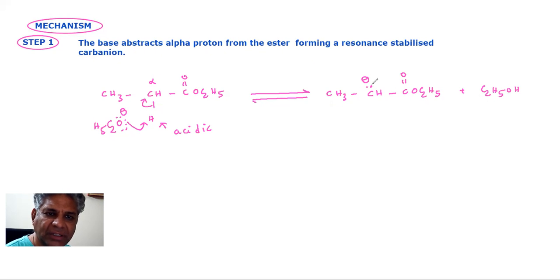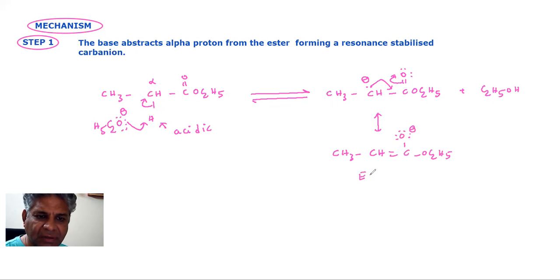Now you have a p-pi conjugation here. Remember that this is a p-pi conjugation, so you can write down the resonance structure for this. This is CH3CH double bond C, O minus, and then this is OC2H5. This is what we call an enolate ion. So this is the first step. This is the resonance stabilized carbanion; this is the carbanion, this is the enolate ion, right?